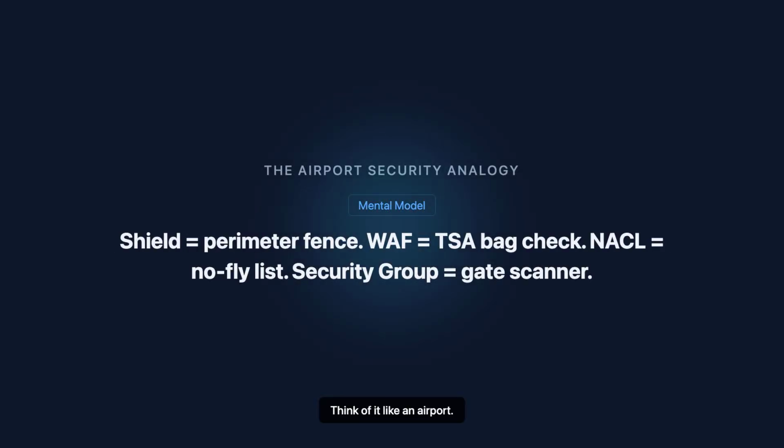Think of it like an airport. Shield is the perimeter fence. It stops a stampede before anyone gets near the terminal. WAF is the TSA officer reading what's inside your bag, which here means the HTTP payload. The network ACL is the no-fly list checked at the front door of the subnet, and the security group is the boarding pass scanner at the gate, right at each instance. You need all 4 because each one catches what the others can't.